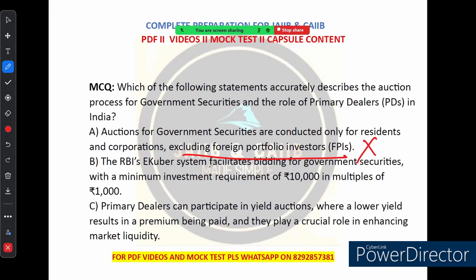Option B says the RBI e-Kuber system facilitates bidding for government security with minimum investment requirement of 10,000 in multiples of 1,000. See, this is incorrect, because in this system the minimum investment is 10,000 in multiples of 10,000, not 1,000.